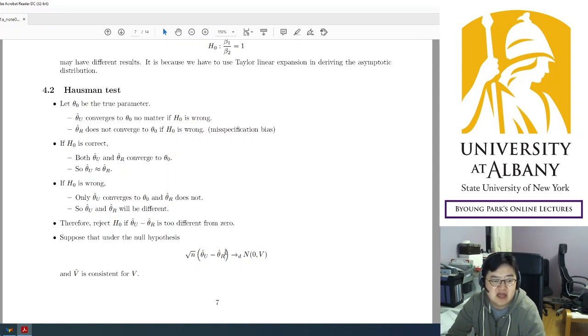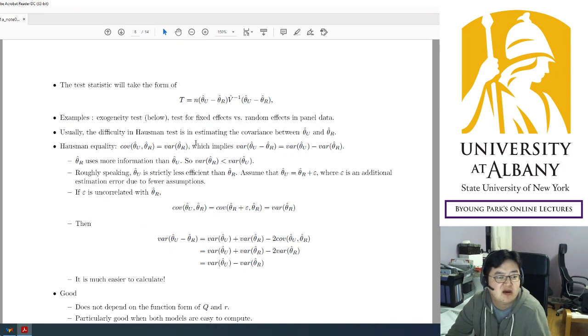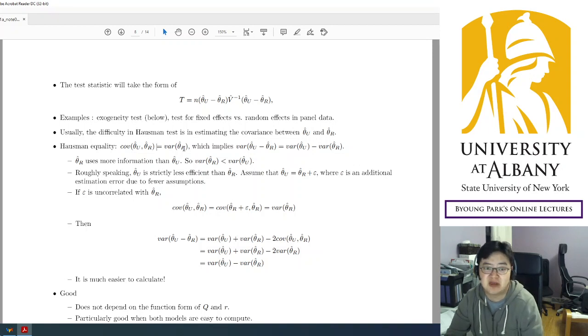That is a bigger problem. How can we handle the covariance? There is no clear theory about that, but Hausman has a simple answer. The covariance between them equals the variance of the restricted estimator, which is quite surprising. And if this is true, the variance of theta u minus theta r can be written as this. Think about this.